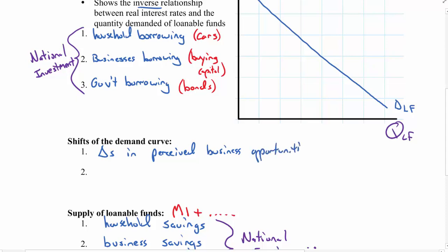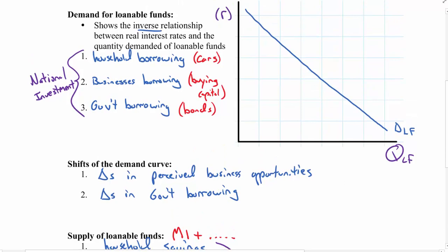So if business confidence is high, if they are expecting profits in the future, this will lead to an increase in the demand curve. So if this is going up, the demand for loanable funds will go up. The other one will be any changes in government borrowing. And this will be a big focus of the crowding out effect, where the government borrows money, which will increase the demand for loanable funds. So any changes there will lead to shifts in the demand curve.